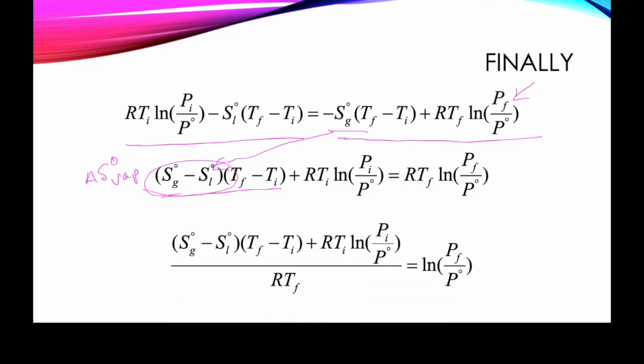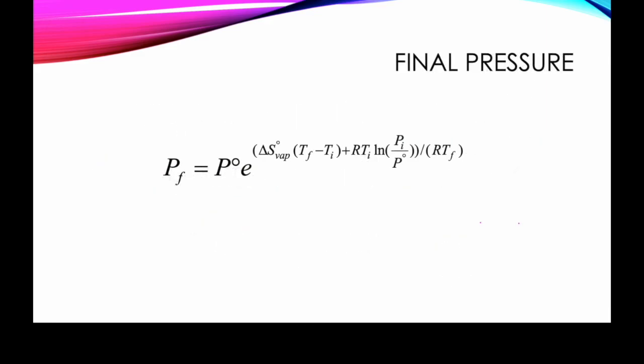All right, and so that's what we have. Again, what we're trying to do is solve for this, so we're basically just algebraically now dividing both sides of the equation by R T_f. This is what we have, and now we're just going to solve for P_f. And we know we can get rid of the natural log by raising the natural number e to this on both sides of the equation, and then just solving for P sub f.